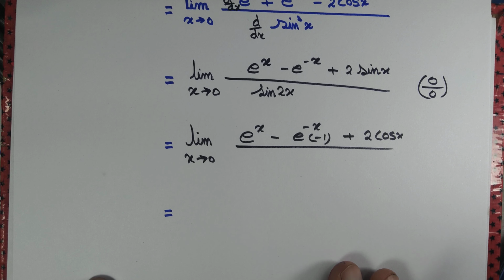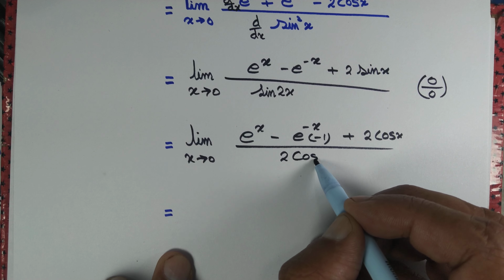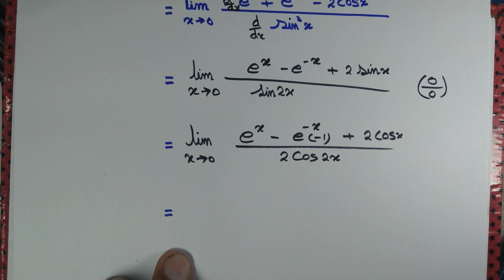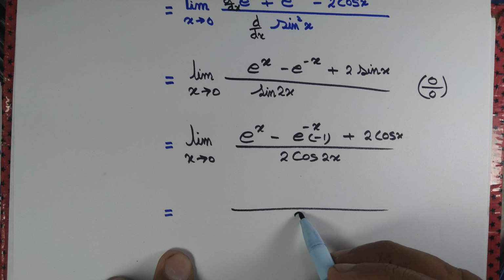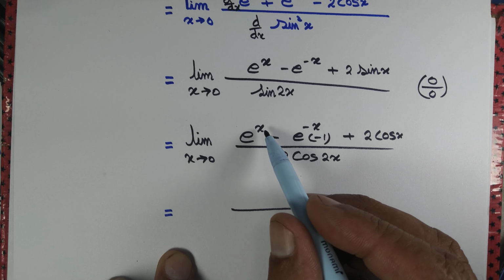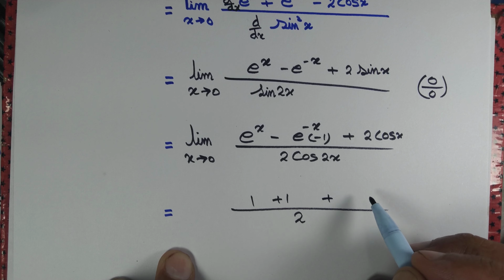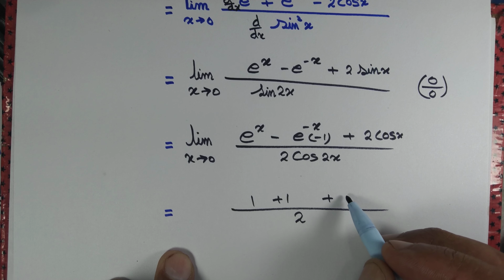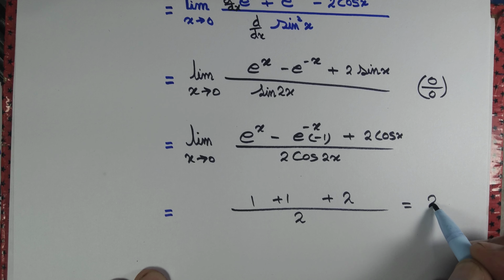What about the derivative of sin 2x? It is 2 cos 2x. Okay, now as x tends to 0, the denominator tends to 2. What about the numerator? e^0 is 1, plus 1, plus 2 times cos 0, so that is 2. So that is 4 by 2, and that is simply equal to 2.